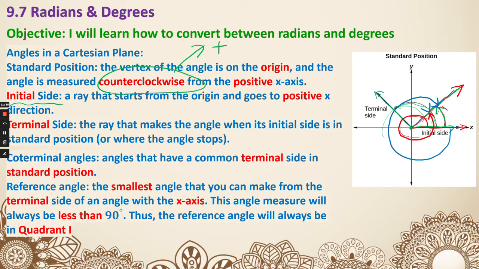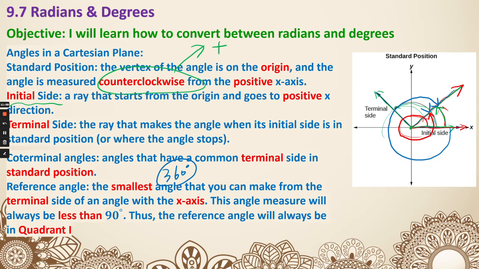So of course, we have a lot more coterminal angles. Their difference is always going to be a multiple of 360 degrees. So if you find an angle, then you just need to add 360 degrees to get a coterminal angle. Reference angle: the smallest angle that can be made from the terminal side of an angle with the x-axis.